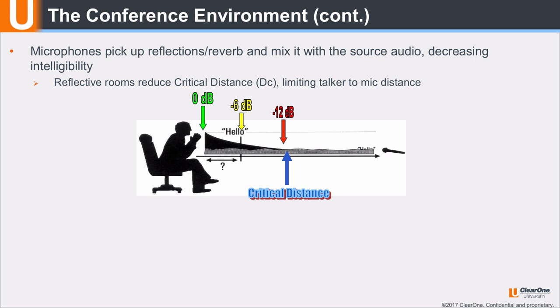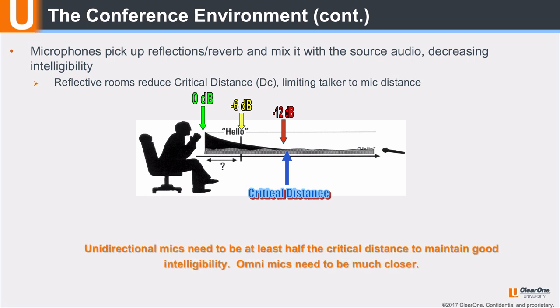Critical distance can be increased by using directional mics because their limited pickup pattern picks up fewer reflections versus talker audio. As a general rule, unidirectional mics need to be at least half the critical distance to maintain good intelligibility. Omni mics need to be one-third critical distance.